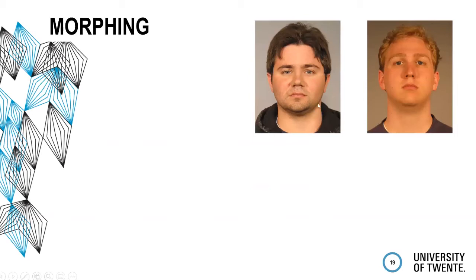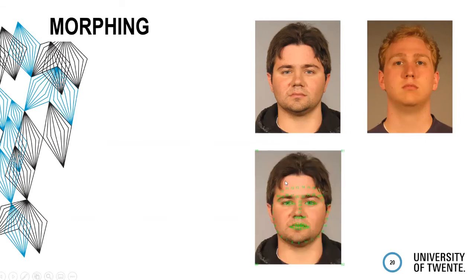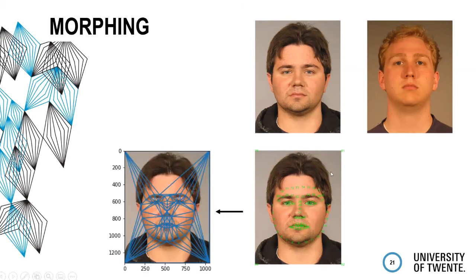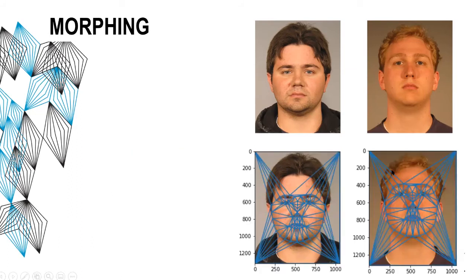Let's say I take 2 photos of 2 different people. What I can do is I can look at landmarks, interesting marks in the face of one person. Then I can divide up the picture of this person using these landmarks into triangles. I can do this for both photos. So I pick corresponding landmarks in this other face, and I do the same thing there. I divide the face into triangles.